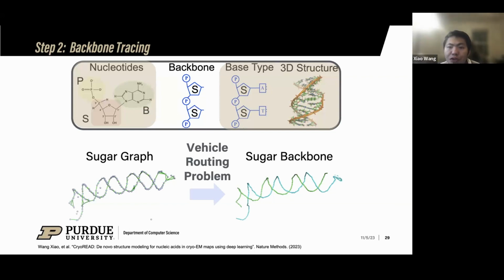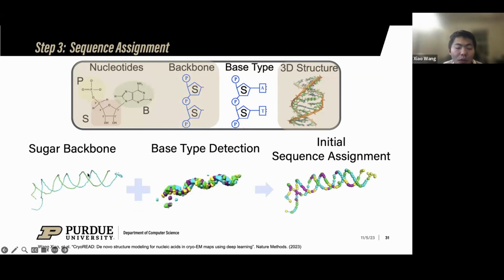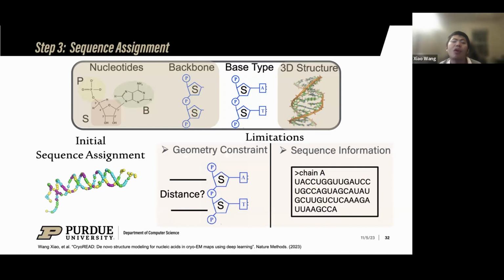After we trace the sugar backbone, we want to check what should be the base type at different positions of the sugar nodes. With the previous unit, we can get the base type detection in the base regions. Then we take the sugar backbone as well as the sugar detections to make the initial base type assignment by simply taking the closest base type detection to the sugar nodes.